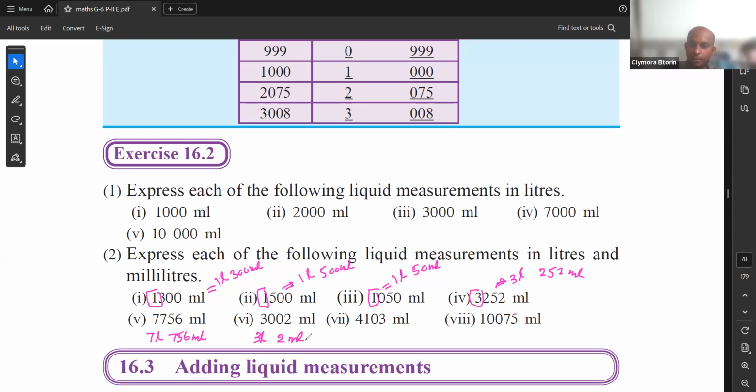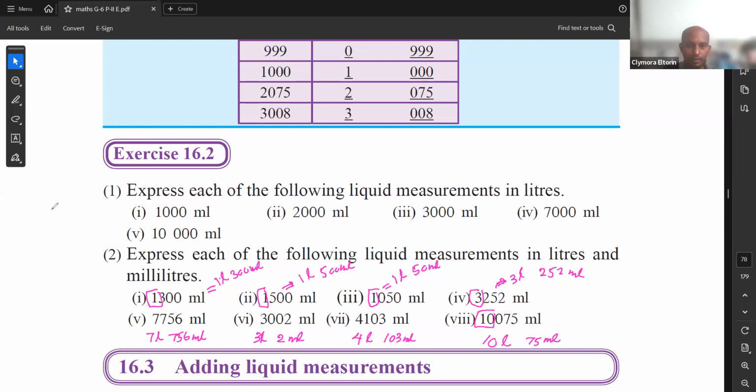What about this? 4 liters and 1003 milliliters. This one, how many here? 10 liters and 75 milliliters. That's the way. Now you can correct it. Whether the answers are correct, you can put the correct answers. Otherwise, if it's wrong, you can correct your answer by yourself.